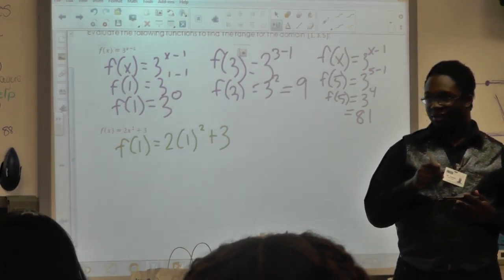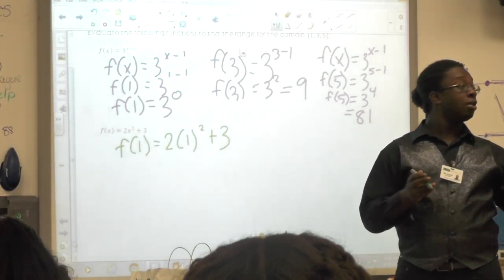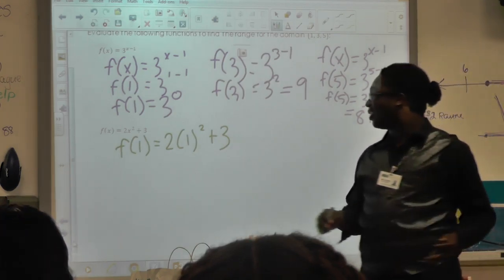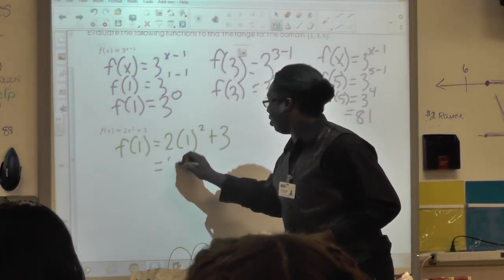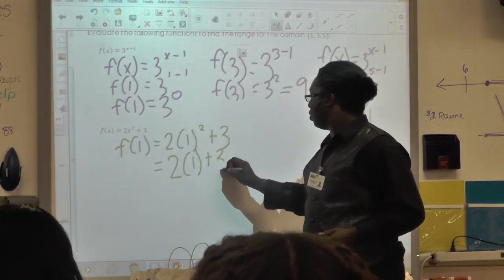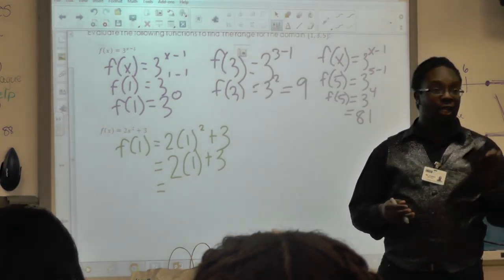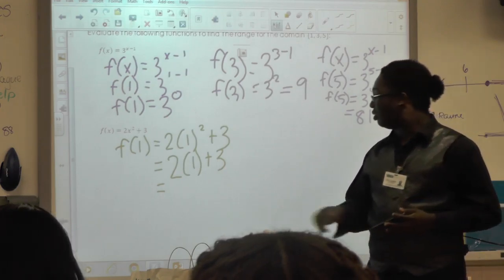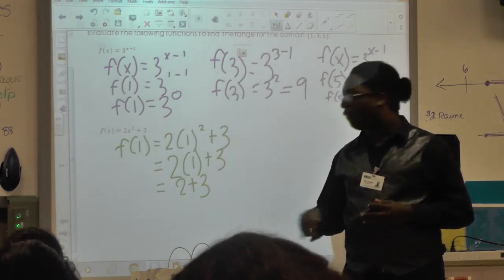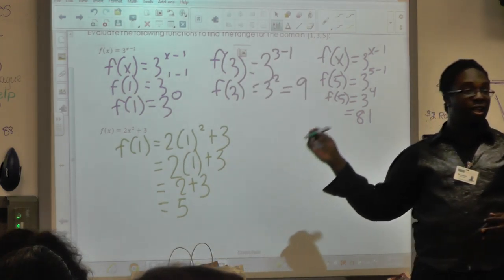Why are we going to do that first? Because the exponent comes first. Yes, exactly. So we get 1 squared is just 1. We get 2 times 1 is 2, and 2 plus 3 is equal to 5. So everyone got 5 for f of 1 in the second problem, correct?